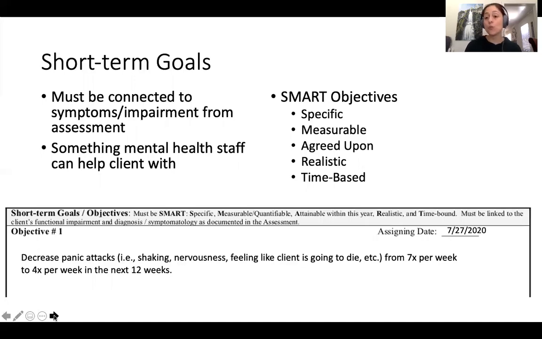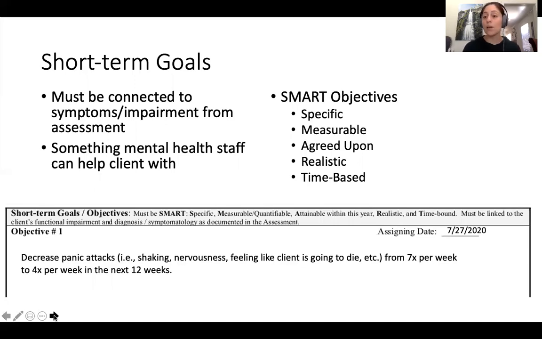Next are the client's short-term goals. These are the therapy goals and must be connected to the impairments you cited in your assessment and to your diagnosis. For example, if you talked about someone who's significantly impaired by their PTSD symptoms in your assessment, your goals should be addressing one or more of these symptoms directly.